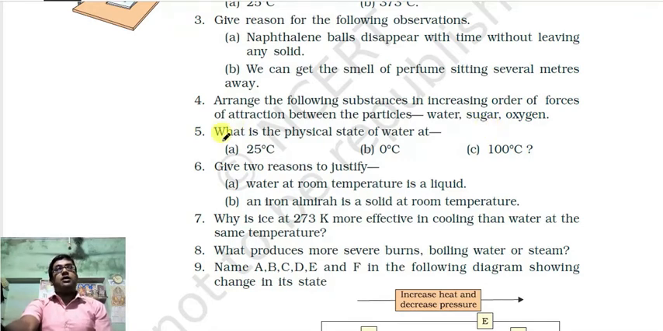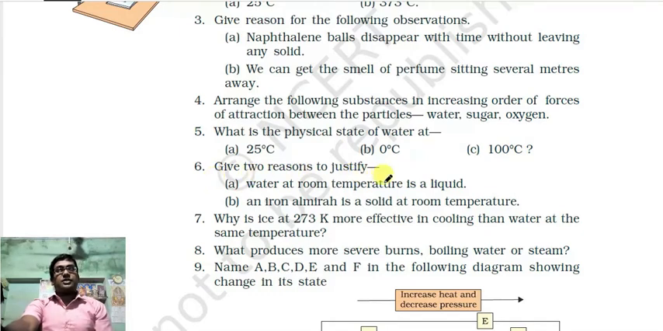Okay, clear? What is the physical state of water at 25 degree centigrade temperature? At 25 degree centigrade, the physical state of water is liquid. At 0 degree, it may be ice or may be liquid. This is very important. At 0 degree centigrade temperature, it can be both. And at 100 degree centigrade temperature, it can be both water and vapor. Clear? Water also and vapor also.